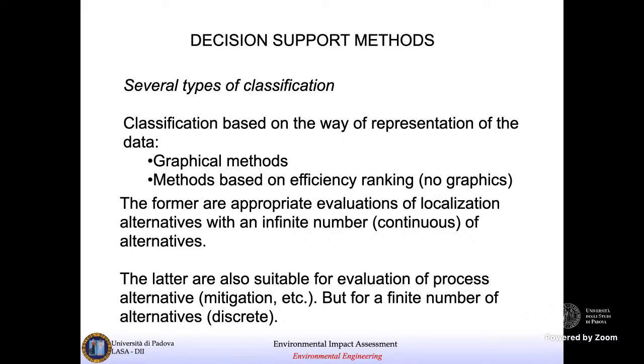Of course, you understand that if you want to build a ranking, you will have to rank a discrete set of alternatives, meaning not continuous, but a finite number of alternatives. That is different from a continuous set of alternatives, for which you will employ typically graphical methods.